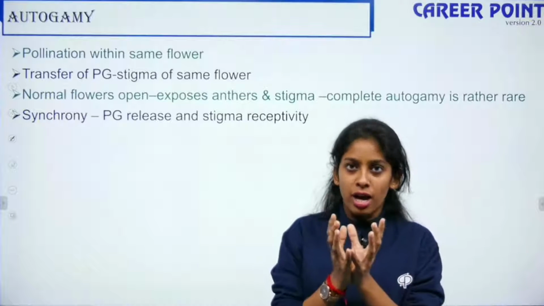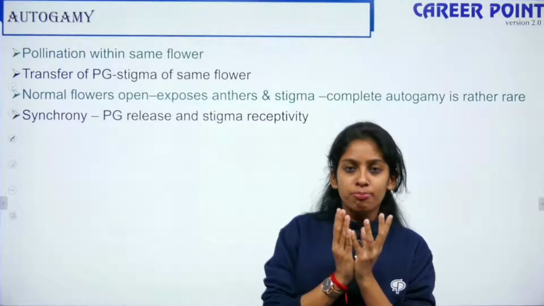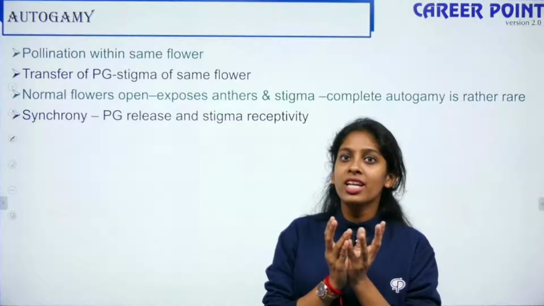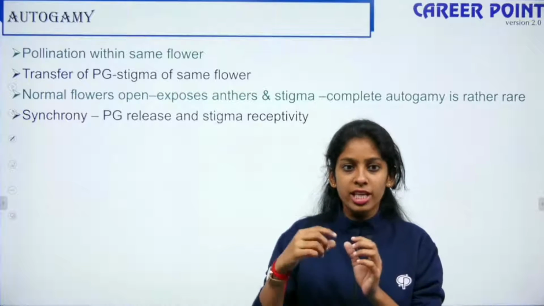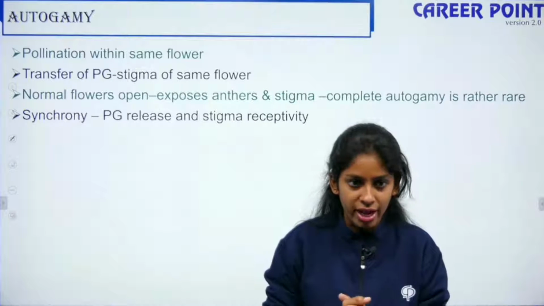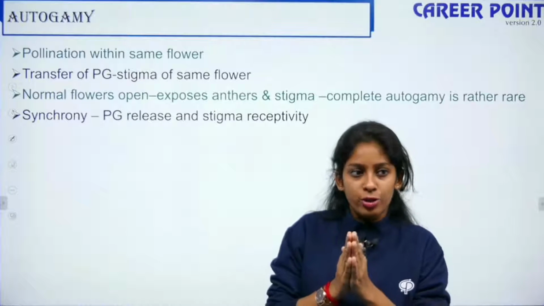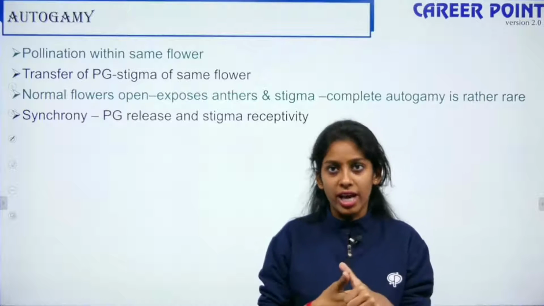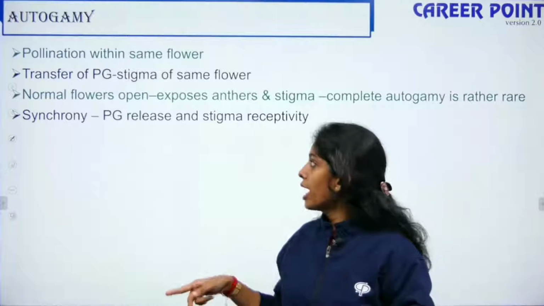So now I have a flower, and in this flower I have the androecium and the gynoecium. The pollen grain is ready and is going to come out, and the stigma should be able to receive the pollen grain, right? The stigma should also be receptive enough, mature enough. So that receptivity should be there. Both the pollen grain and the stigma should be receptive together. There should be a sync, a coordination between both, right?